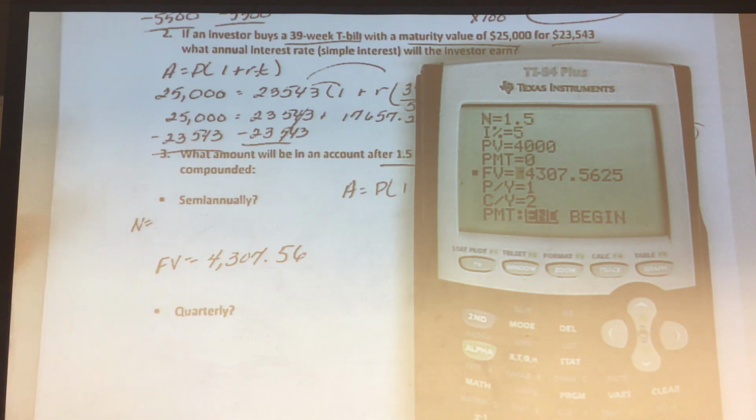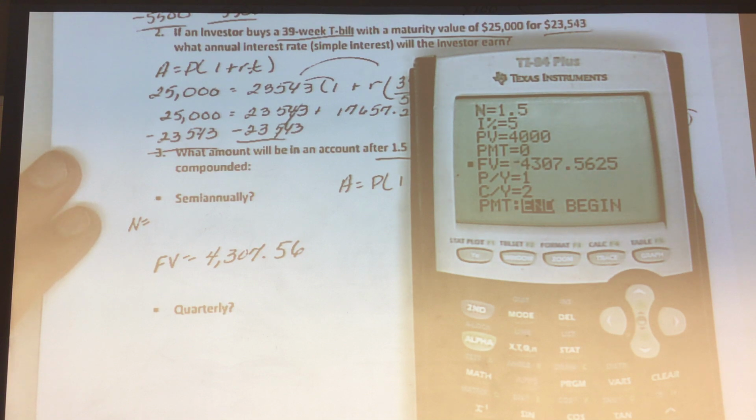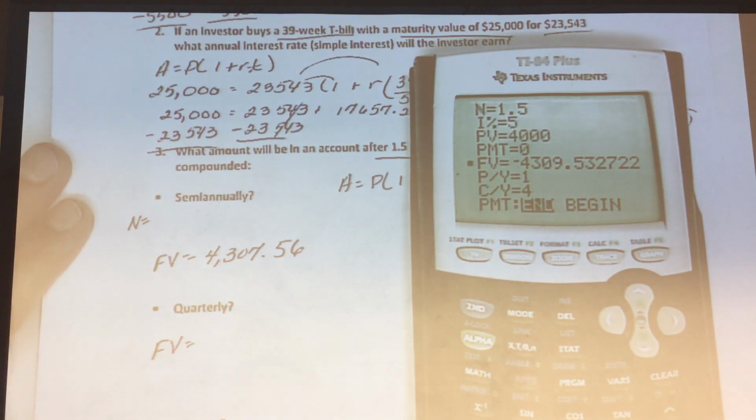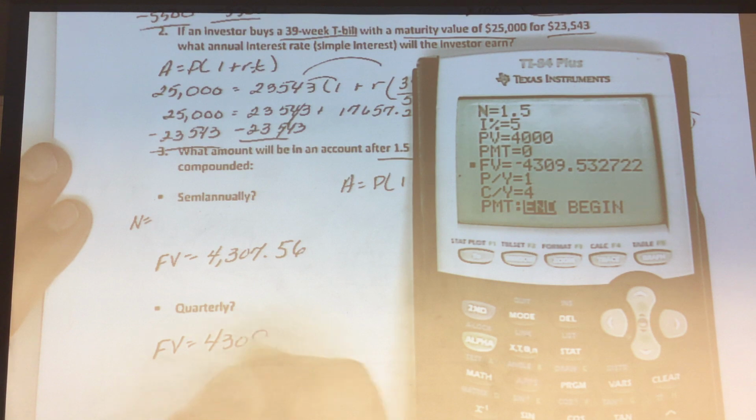So going to part 2 of number 3, the N is the same, same time, same interest rate, same present value, future value we're trying to solve, and C/Y is compounded quarterly. So compounded quarterly is 4 times per year. Going up to the future value, alpha enter, and your future value for compounded quarterly is $4,309.53.